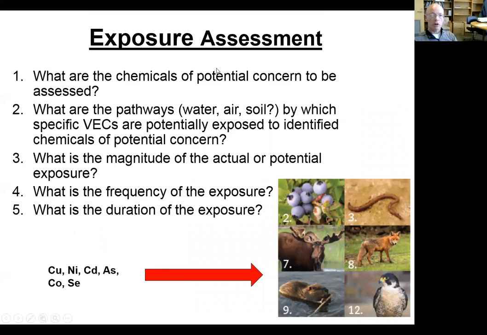So when you're dealing with the exposure assessment, you go through these five steps. What are the chemicals of potential concern to be assessed? We'd already talked about that. We identified copper, nickel, cadmium, arsenic, cobalt, and selenium. Then you're using information: what are the pathways by which these specific VECs, the valued ecosystem components, are exposed to these chemicals? Are they coming through water? If they are, you need to know the concentrations of the metals in the water and how much water these animals take in, and from that you can estimate their dose.